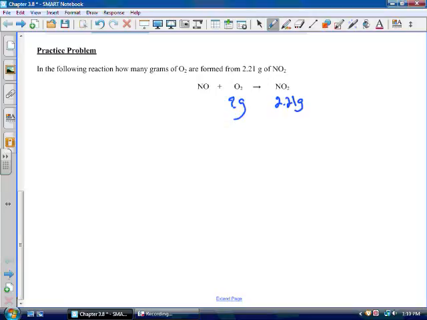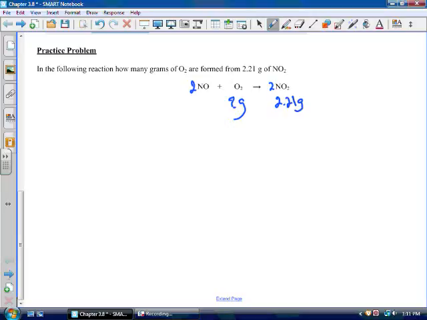Before we begin, we have to balance the equation. I have 1 nitrogen on the left, 1 nitrogen on the right. I have 2 plus 1, 3 oxygens on the left, 2 on the right. If I put a 2 here, I now have 2 nitrogens, 2 nitrogens, 4 oxygens on the left, 4 oxygens on the right, and I am balanced. So my balancing numbers are 2, 1, 2. Okay, so step 1, balance the equation. Step 2, we have done as well. We've written down what we know, what we want to know.